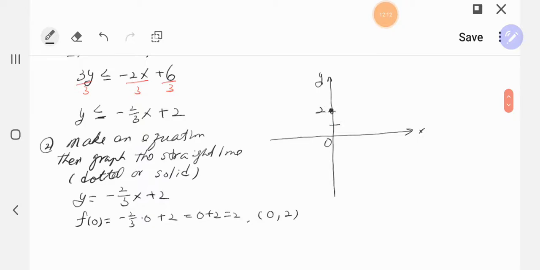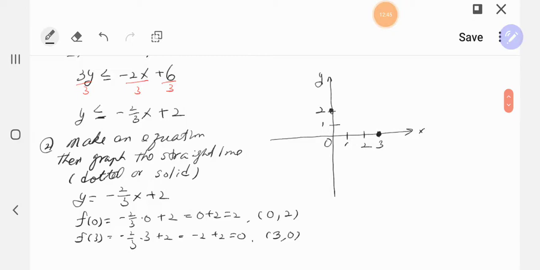Then let's find another point, using a multiple of the denominator, 3. Negative 2/3 times 3 plus 2, the 3 cancels out, so negative 2 plus 2 is 0. So when x is 3, then y is 0. Make sense? So we found 2 points.